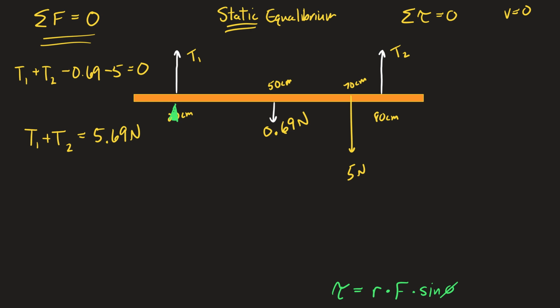So you can place the pivot point anywhere you want. I would encourage you in problems like this to place the pivot point at the location of an unknown value of force. It will reduce the number of unknowns. It will make the math easier. You can place it anywhere, but some places are better than others, because it will cancel out that torque.